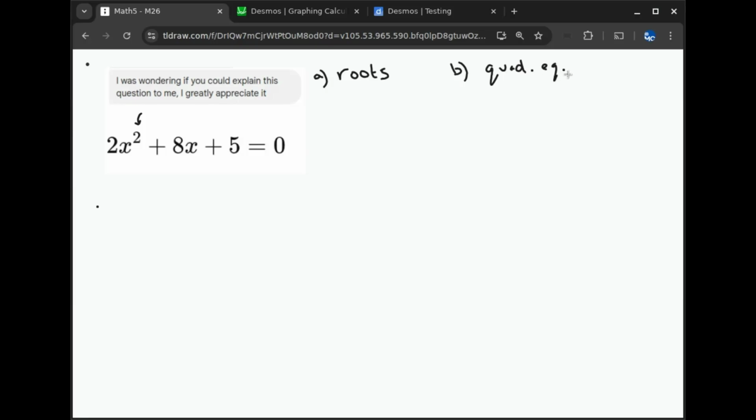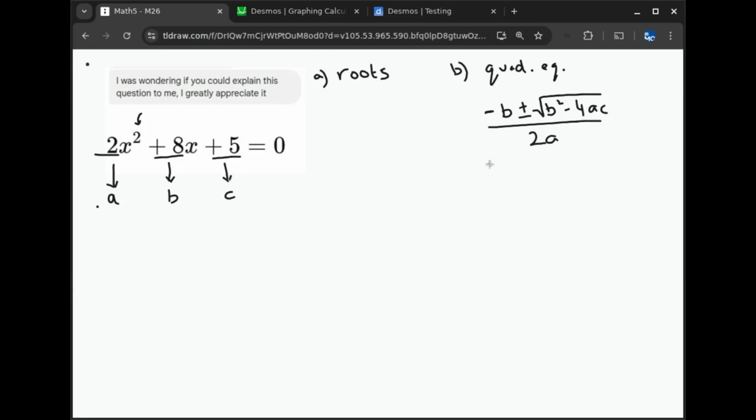The second method is the quadratic equation. That's in your formula booklet. It's x equals minus b, plus or minus the square root of b squared minus 4ac, over 2a. Now let's figure out which is a, b, and c. This is a. This is b, because the sign is included, and this is c.